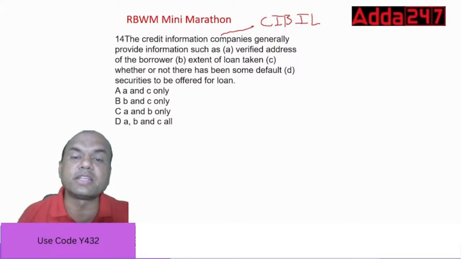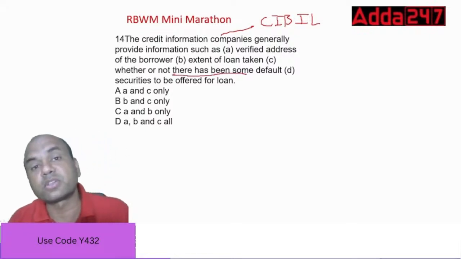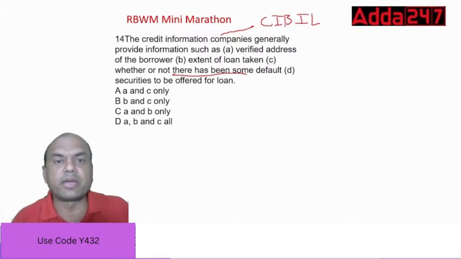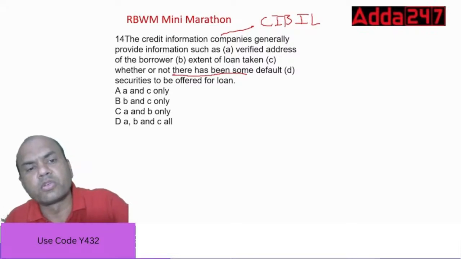Default is very important. This is the main crux of any report: whether there has been a default or not. Suppose I have to pay this EMI and I don't pay it on time, that is known as default.